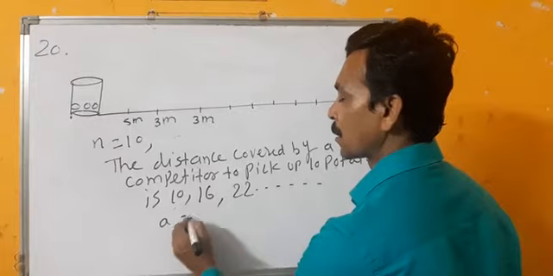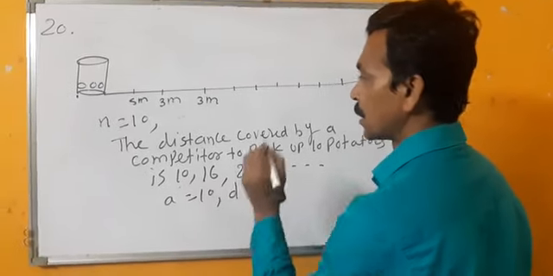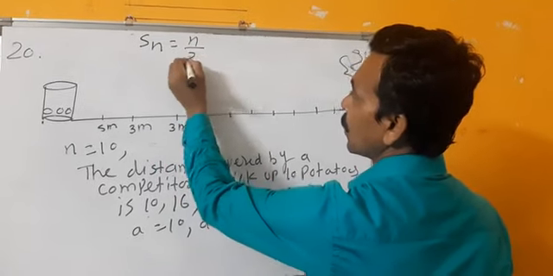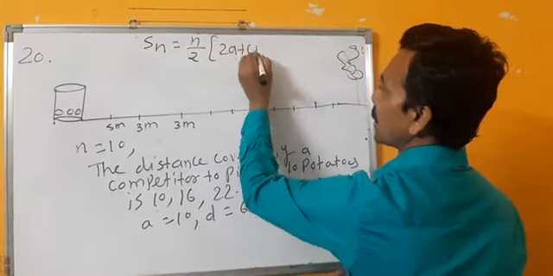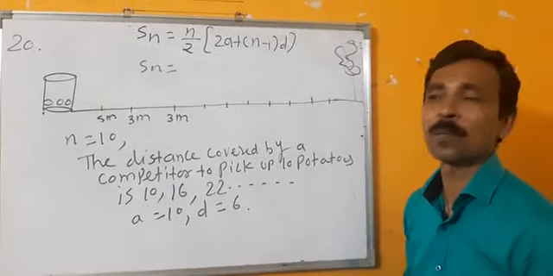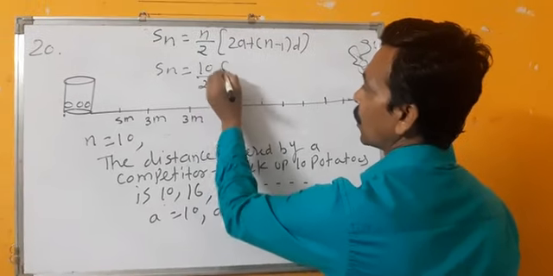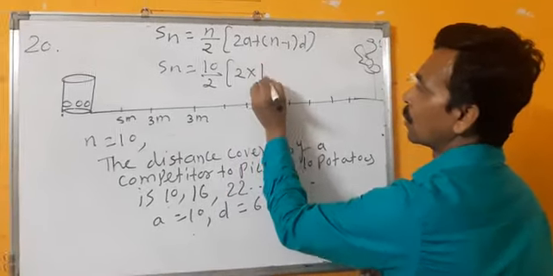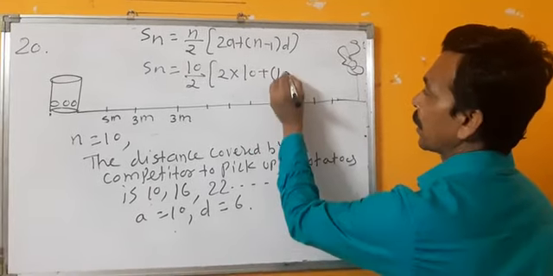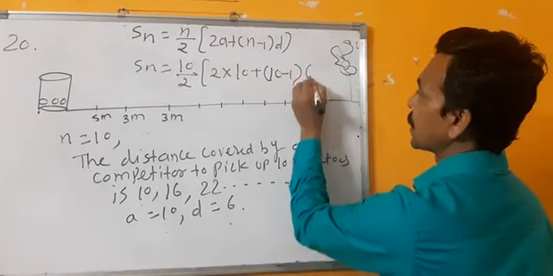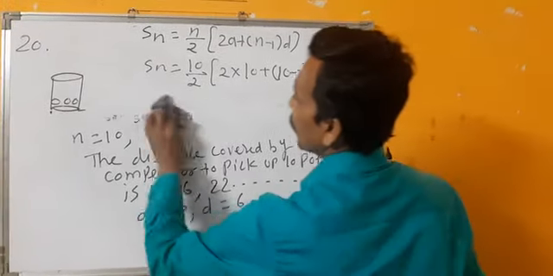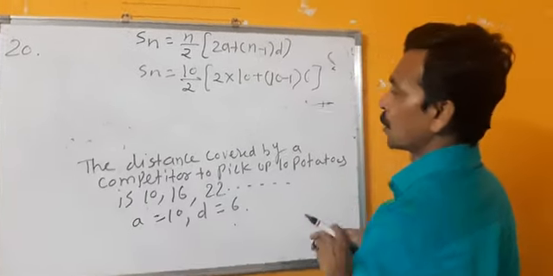So here a is 10, d is equal to 6. Sn is equal to n by 2 into 2a plus n minus 1 into d. Sn is equal to n, the number of potatoes, 10, upon 2 into 2a, which is 2 into 10, plus n minus 1, n is 10, minus 1, into d, d is 6. Now I'll rub this part.